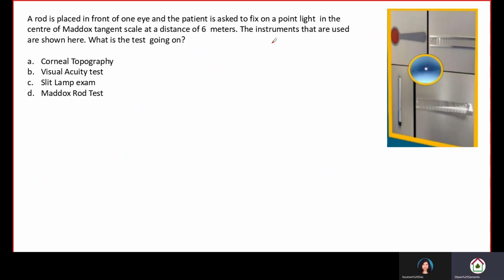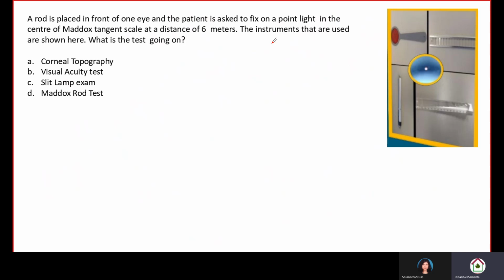Now the next question: a rod is placed in front of one eye and the patient is asked to fix on a point light in the center of the Maddox tangent scale at a distance of 6 meters. The instruments that are used are shown here. So what is the test going on? Corneal topography, visual acuity test, slit lamp exam, or Maddox rod test.